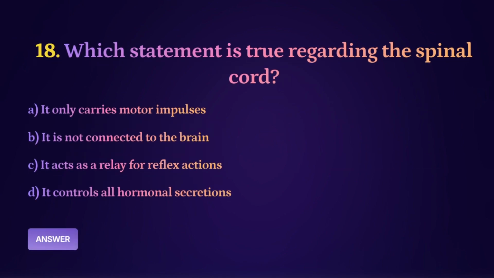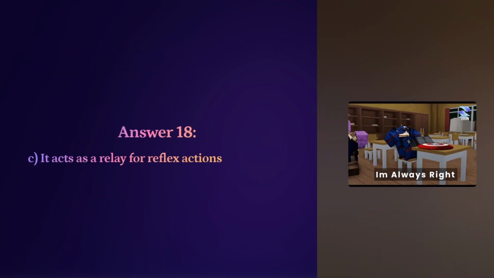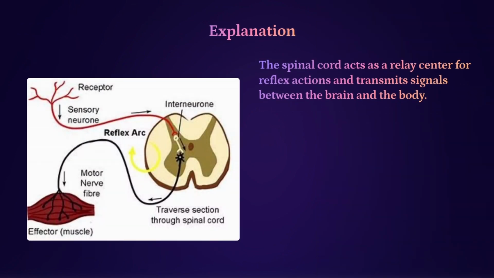Question number 18. Which statement is true regarding the spinal cord? Option A, it only carries motor impulses. Option B, it is not connected to the brain. Option C, it acts as a relay for reflex action. And option D is that it controls all hormonal secretions. So the role of spinal cord here is that it acts as a relay for reflex actions. The spinal cord acts as a relay center for reflex actions and transmits signals between the brain and the body.